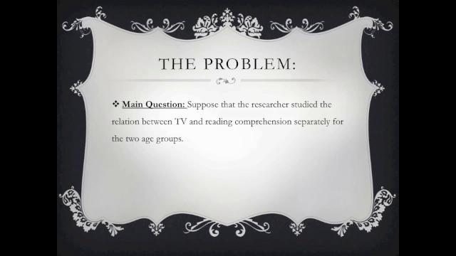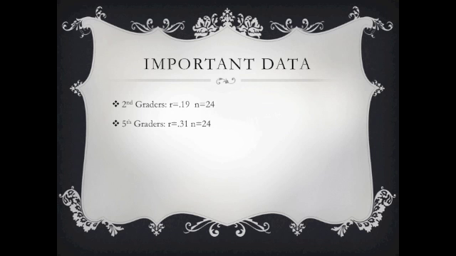The main question we have is to suppose that the researcher studied the relation between TV and reading comprehension separately for the two groups. We are given a set of data, and we are mainly concerned with the correlation scores and the sample sizes. So for second graders, R is equal to 0.19 and the sample size is equal to 24. And for the fifth graders, R is equal to 0.31 and the sample size is equal to 24.